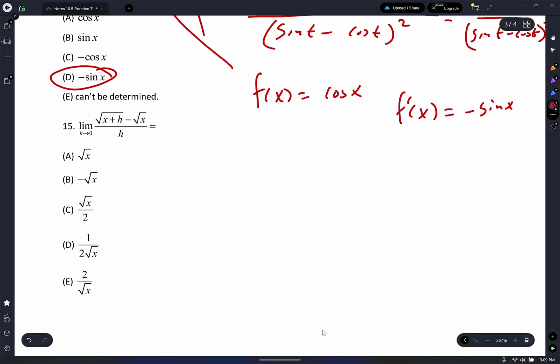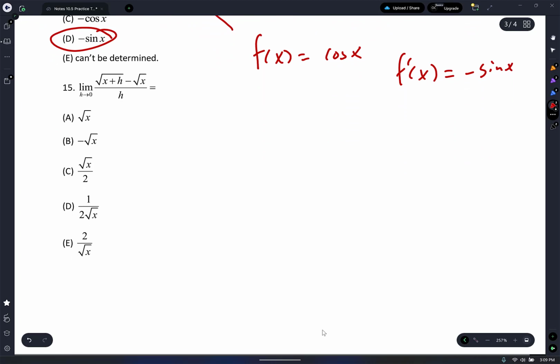All right, look at 15. Question 15 would take up the whole page if you don't recognize it. If you don't recognize question 15, it will take up maybe a quarter of the page, because you have to multiply by the conjugate. Recognize that that's the what? Guerrero, you know the answer to this. The derivative of what?